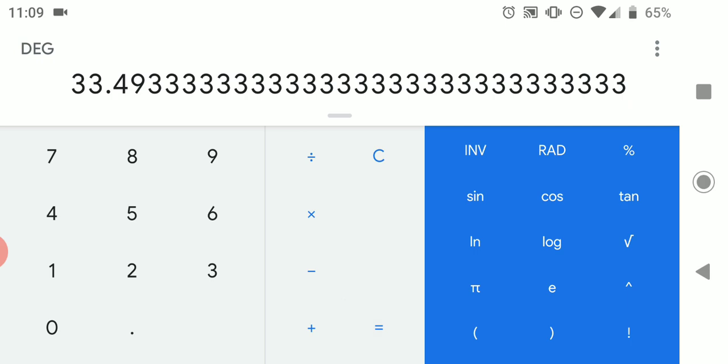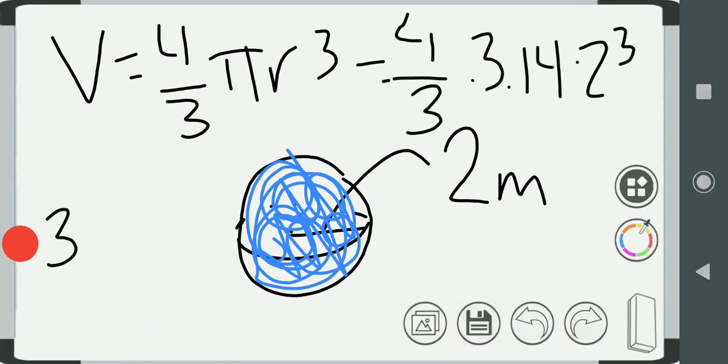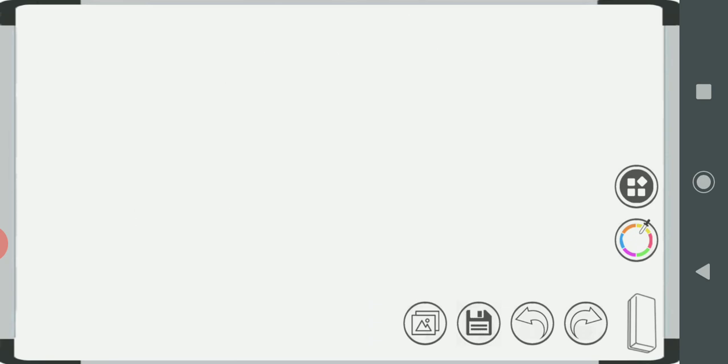And that gives me 33.49, and so on. Go ahead and round. I'm rounding to the hundredths place in this case. All right, the hundredths place is a 9. The number before is a 3, so it stays 33.49. 33.49 meters cubed. Volume means I'm going to have cubed there. All right, so there you go, volume of a sphere.